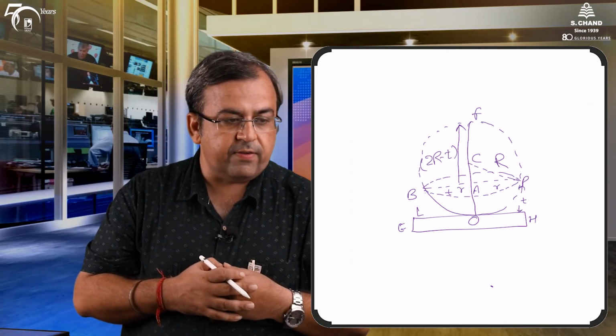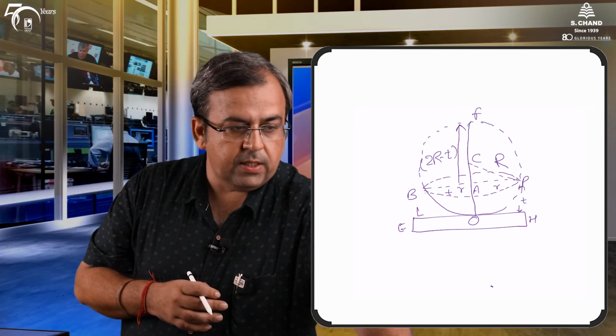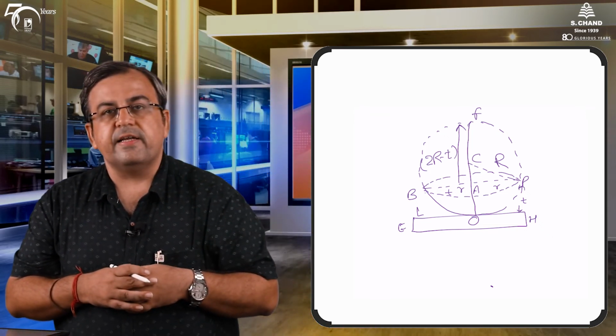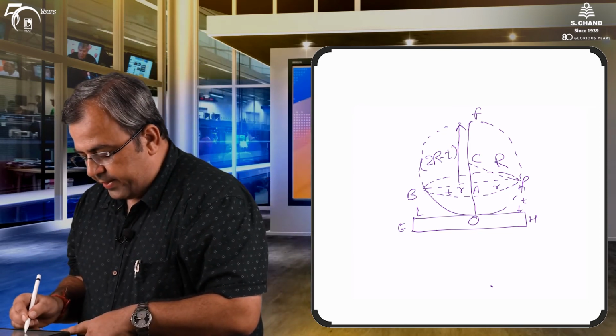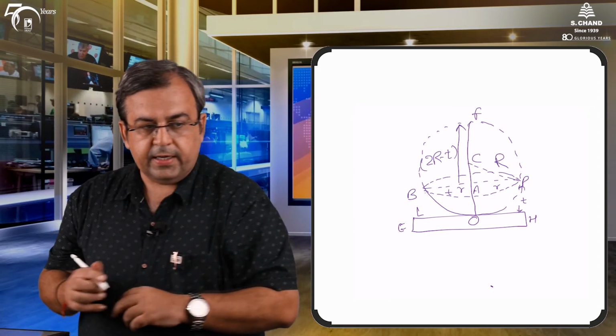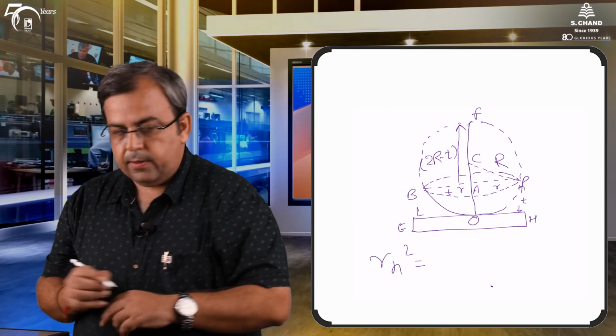So if we calculate the value of r, we can calculate the radius of the nth ring, which comes out to be, if you write it, r_n square is equal to 2n minus 1 lambda R upon 2 mu.